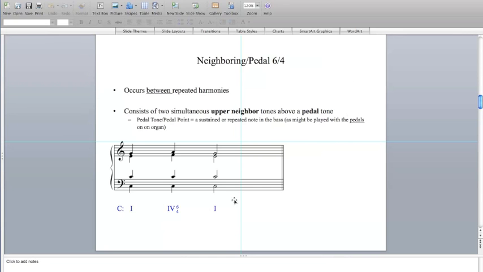You can label this using Roman numerals in the key of C major. This is like 1 to 4, 6, 4 to 1. You can also notate it this way. This is notating it rather than as a separate harmony, as two neighbor tones above a sustained 1 harmony. There's more than one legitimate way to analyze a passage like this. You can think of this as a harmony in its own right, or two upper neighbor tones above a single harmony. There are two ways of looking at the same thing.